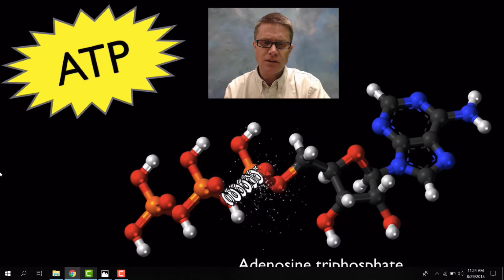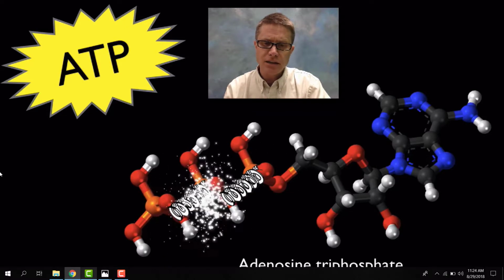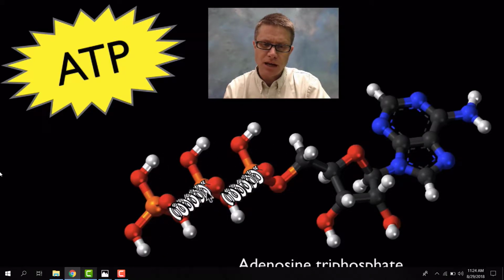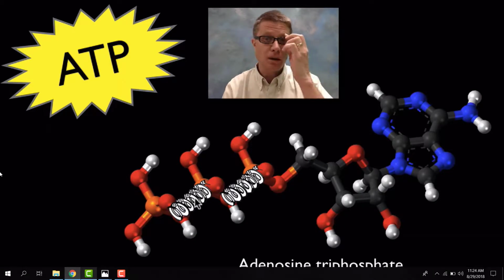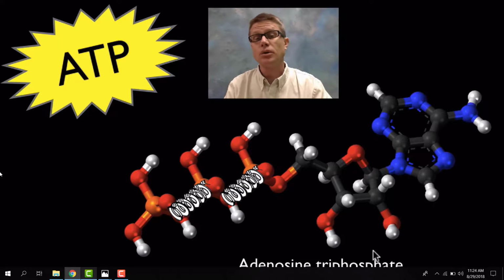Now these last phosphates are important. In fact, I like to think of the bond between these last two phosphates like a spring. As we attach that last phosphate on, we're storing energy, and so there's potential energy in that bond. There's also going to be potential energy in this bond right here as well. And so when we release that phosphate, we can release a little bit of energy. And so let's look at that.